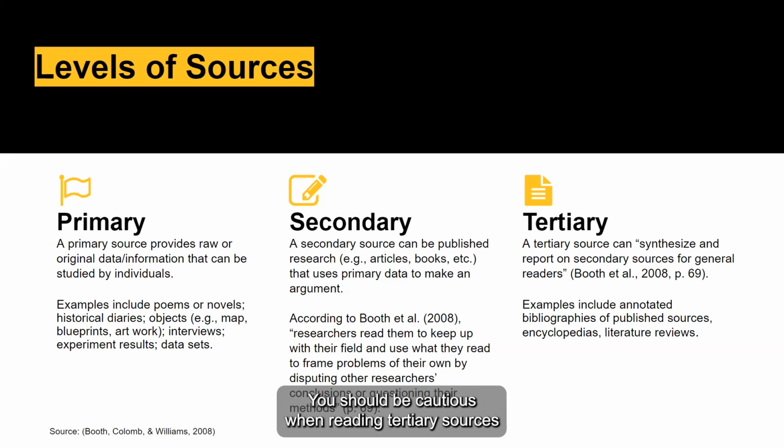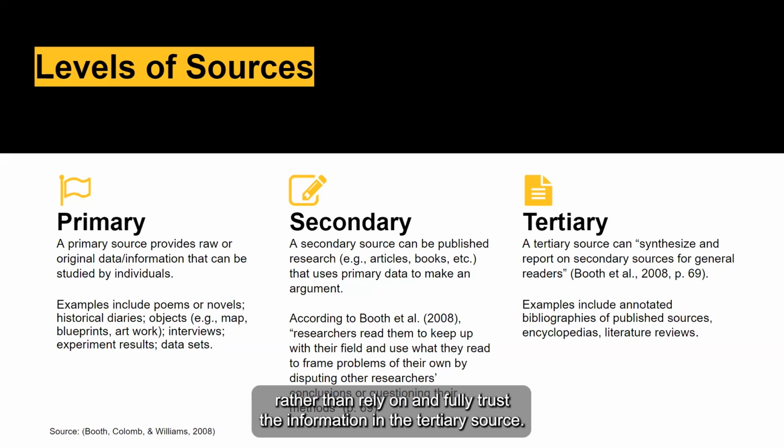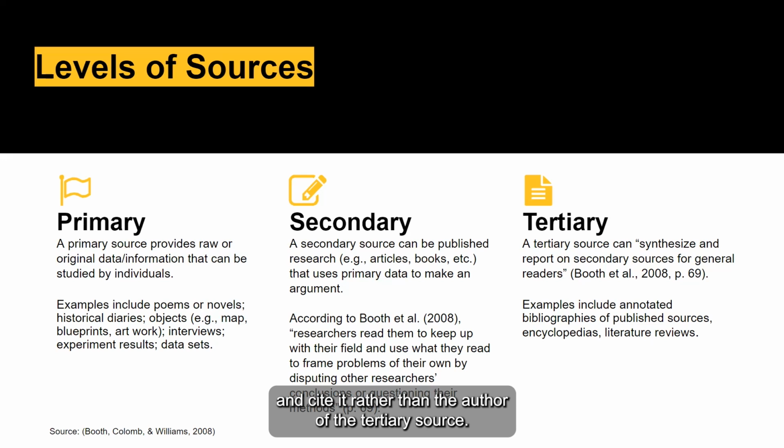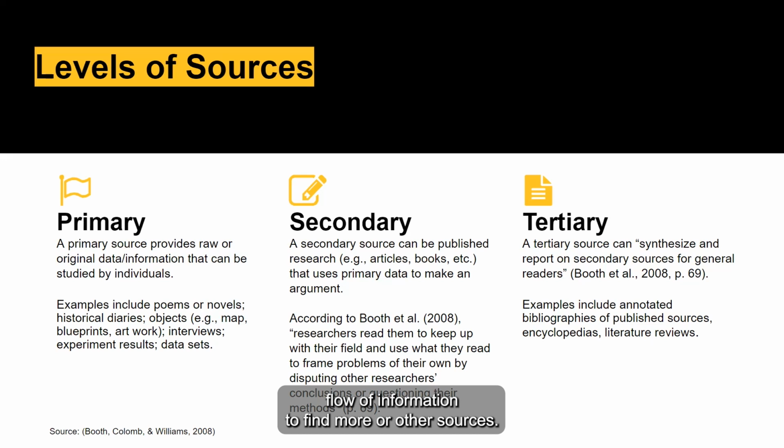You should be cautious when reading tertiary sources. Rather than rely on and fully trust the information in the tertiary source, we recommend you go and find the source that was described and cite it rather than the author of the tertiary source. So why does considering these levels matter when you are finding and reviewing sources? There is a flow of information here that's important to understand. It can be useful to know that you can follow this flow of information to find more or other sources.